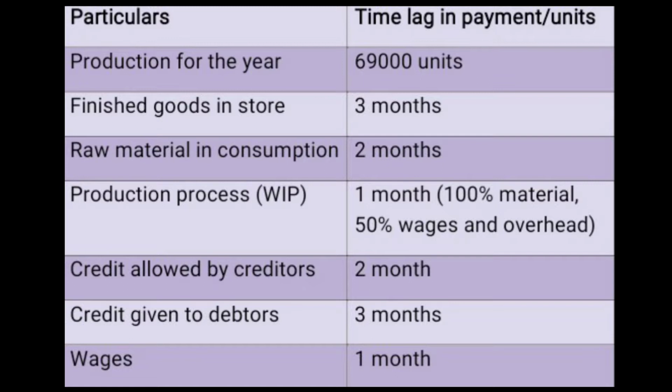are used 50%. Credit allowed by creditors is 2 months. Credit given to debtors is 3 months, and wages period of paying is 1 month. So all these things were given in the question, which I have segregated in a simple tabular format. Now we will see the statement showing the working capital requirement.